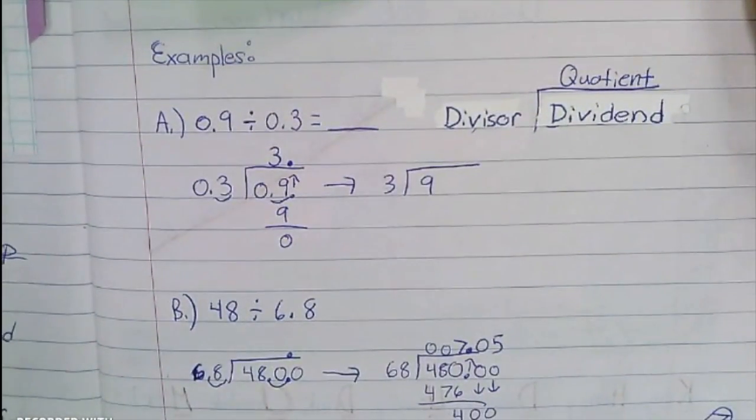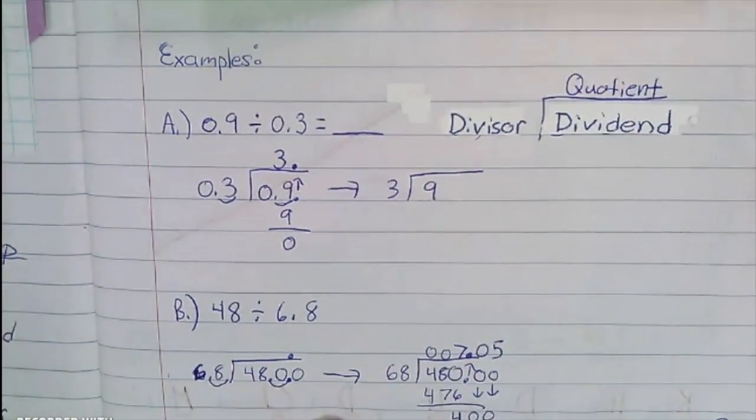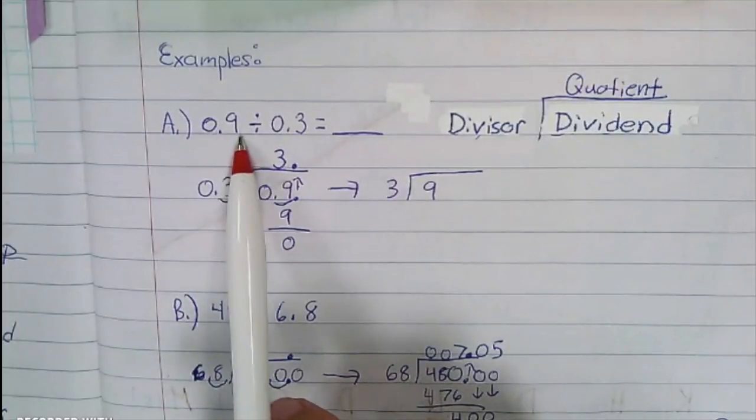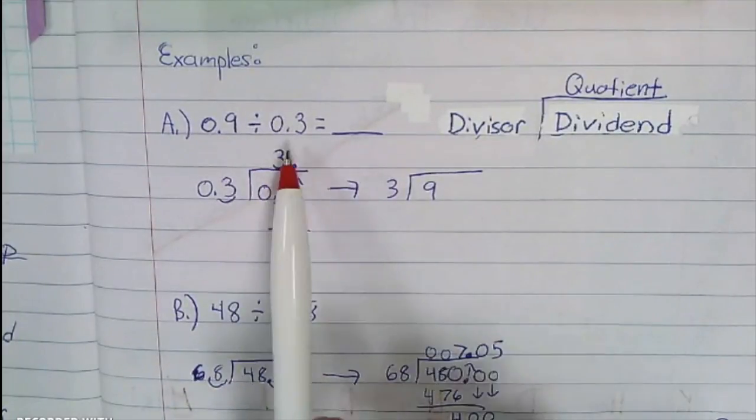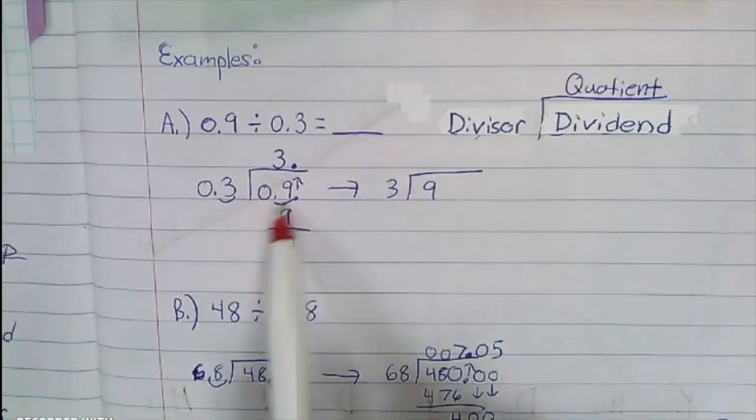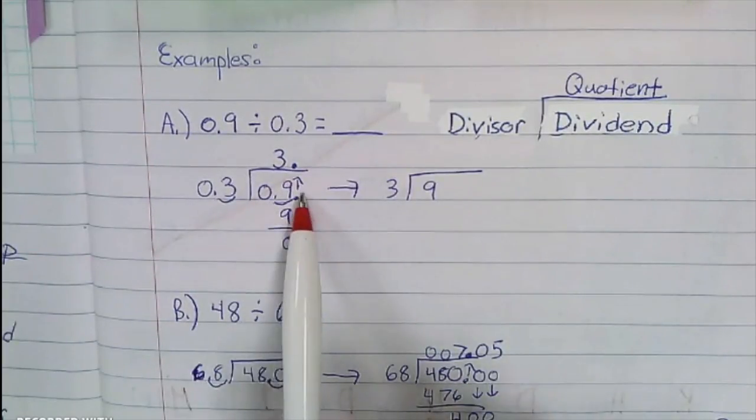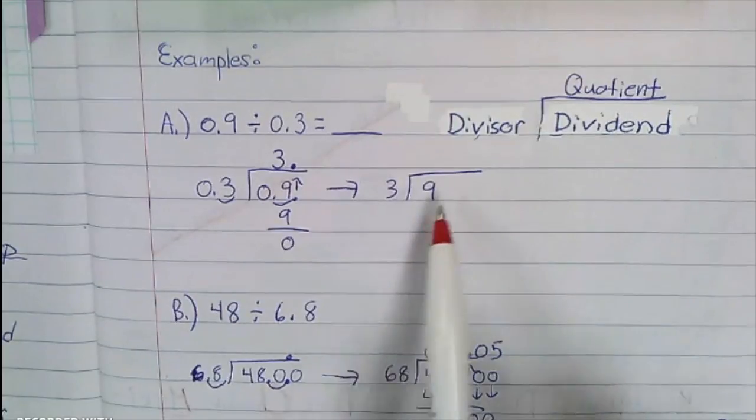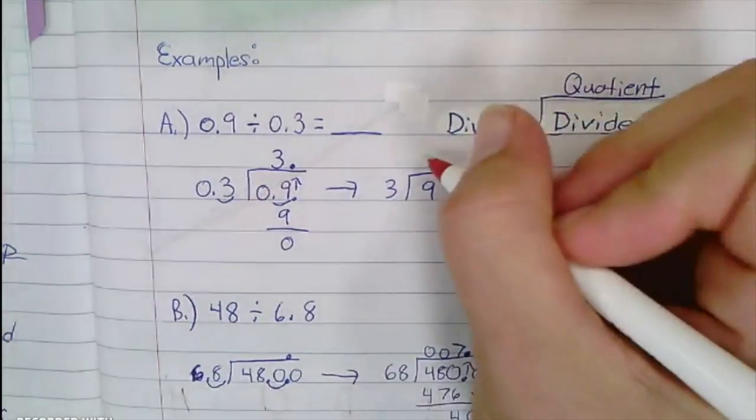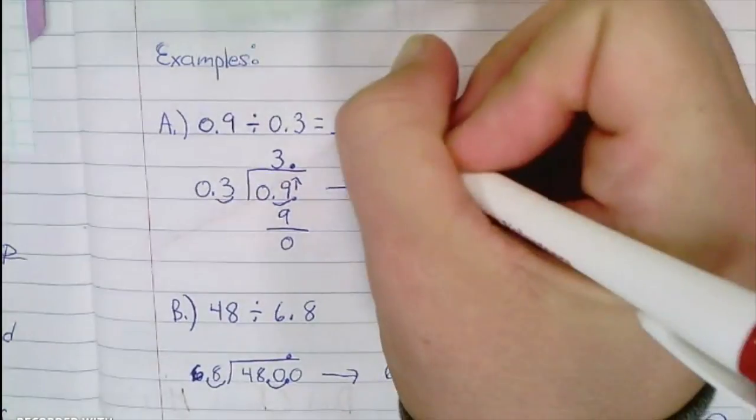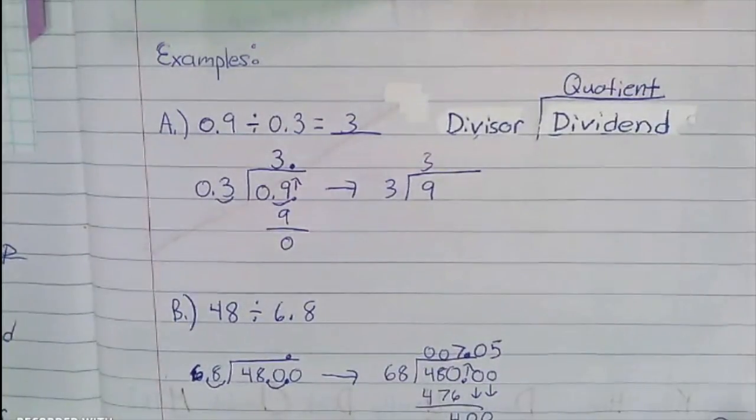Here are our examples. 0.9 divided by 0.3. 0.9 goes in the house, 0.3 goes out here. It's on the side, slide, slide, then divide. 3 goes into 9 3 times. So my answer is 3.